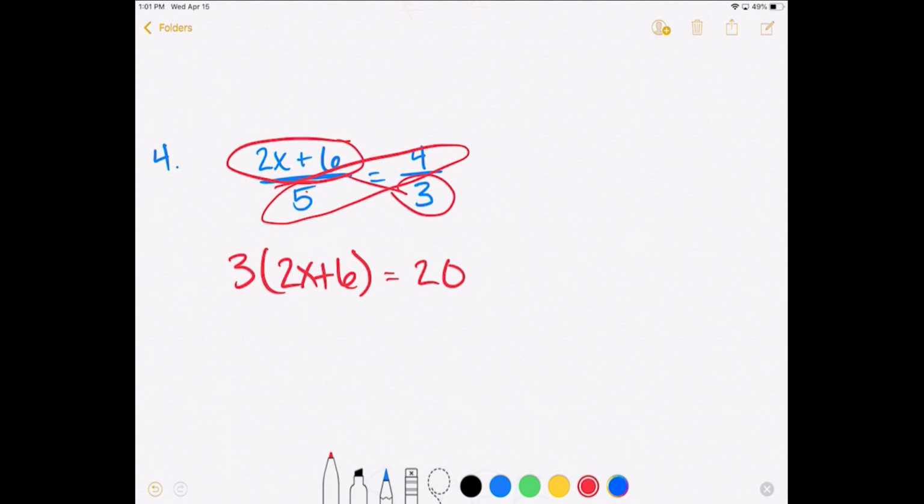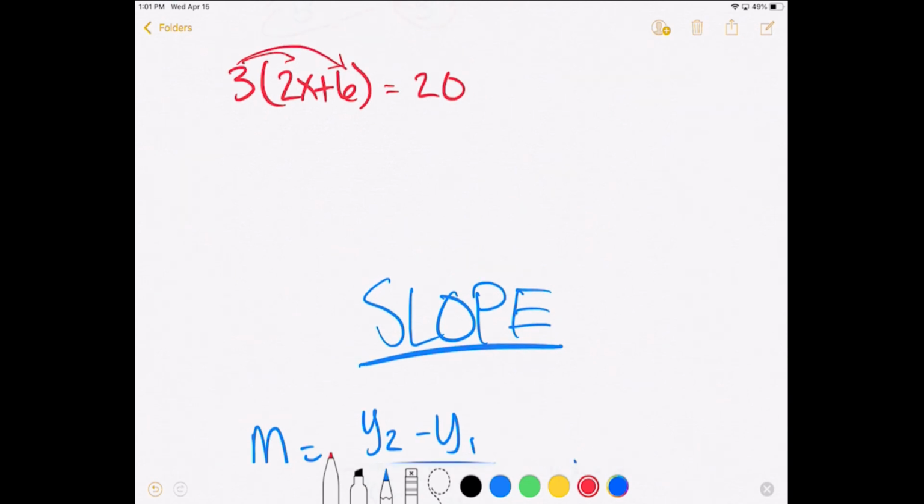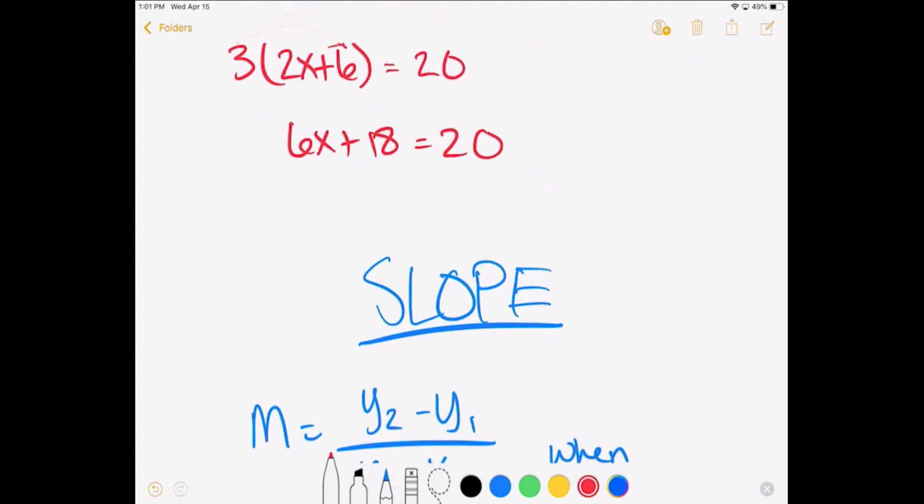And again, if you have two things, 2x plus 6, it's got to go in parentheses because I got to know that this 3's got to get multiplied by both of them. Which gets me a 6x plus 18 equals 20. And then we finish up with our normal steps. Get our numbers to the right because our variable's already on the left, right? He's already over here. He's on the left side.